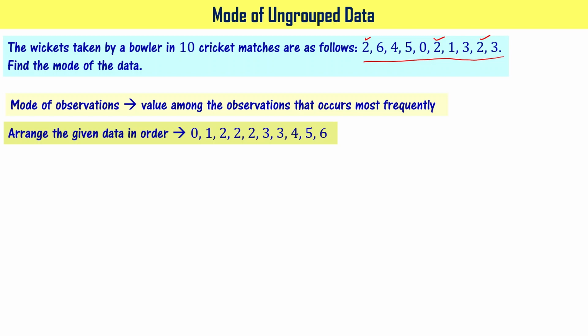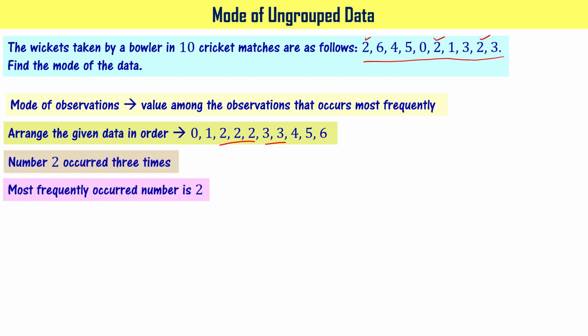As you see here, 2 occurred thrice, 3 occurred twice, 4, 5, 6, 0, 1, they have occurred only once, right? So number 2 occurred 3 times. It means it is the most frequently occurred number in this particular data, right? So what I say is the mode of the given data is 2, right? Now let's learn about mode of grouped data.